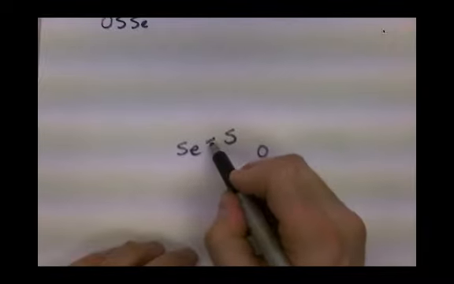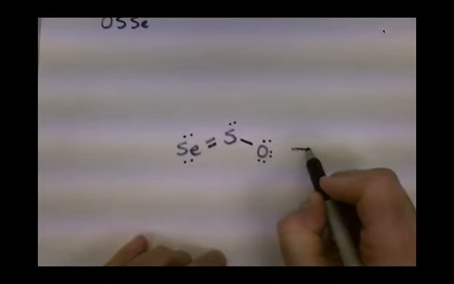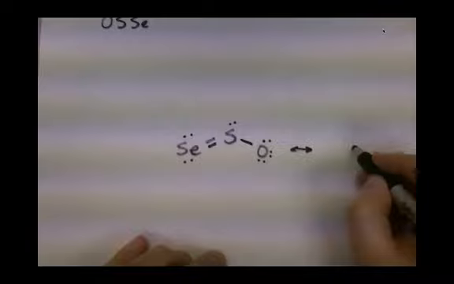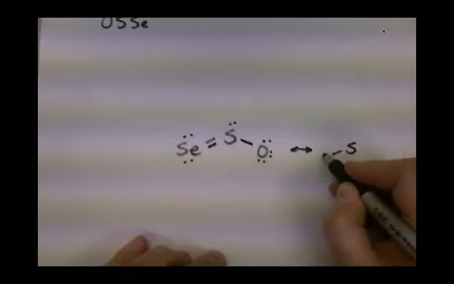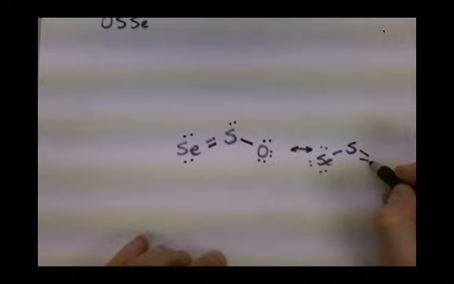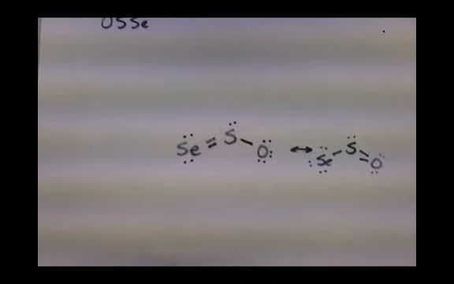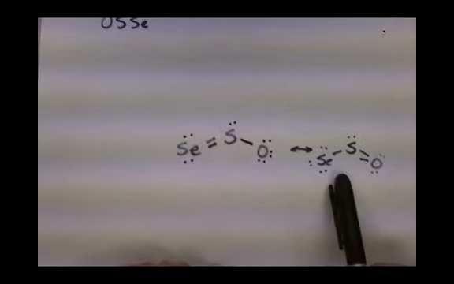To draw the Lewis structure out, this would be one structure, but to represent it properly as a Lewis structure, we would then put our double arrow and then redraw the Lewis structure so that we just have a single bond on the selenium and a double bond on the oxygen, to represent that this molecule is actually some hybrid of both of these.